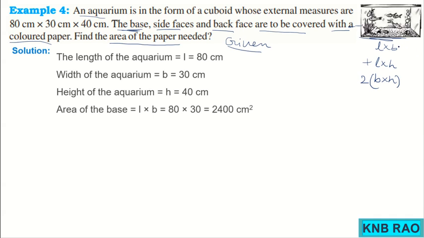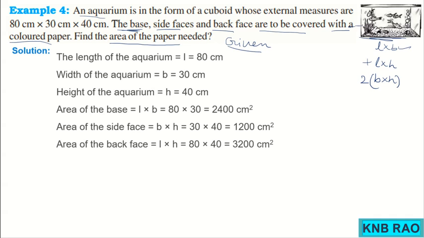As I said, L into B gives you 80 into 30, 2400 centimeter square. Further we'll go for finding the area of these side faces, that is B into H, which is 30 into 40, 1200 centimeter square. Remember, area of the back face is found with the corresponding height and length. So L into H, which gives us 80 into 40, 3200 centimeter square.